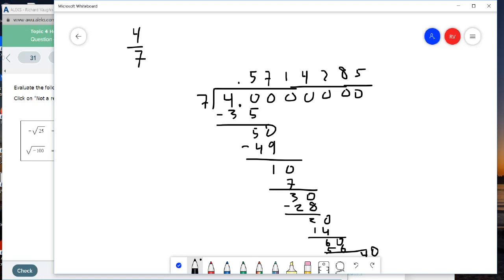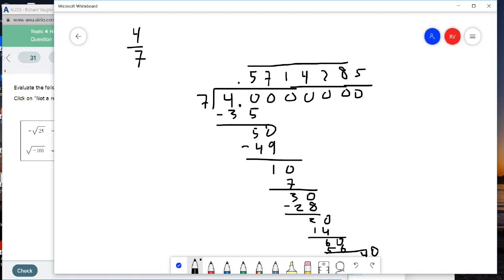So 0.571428, 571. So this pattern repeats itself. 0.571428. You have a 6-digit sequence that now is going to repeat itself over and over and over again. And so this is an infinite repeating decimal. And you get it by doing long division until you see that it either terminates or repeats.